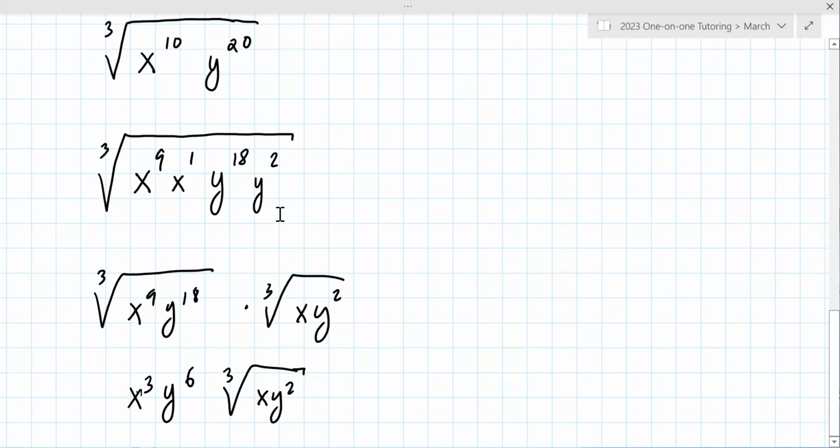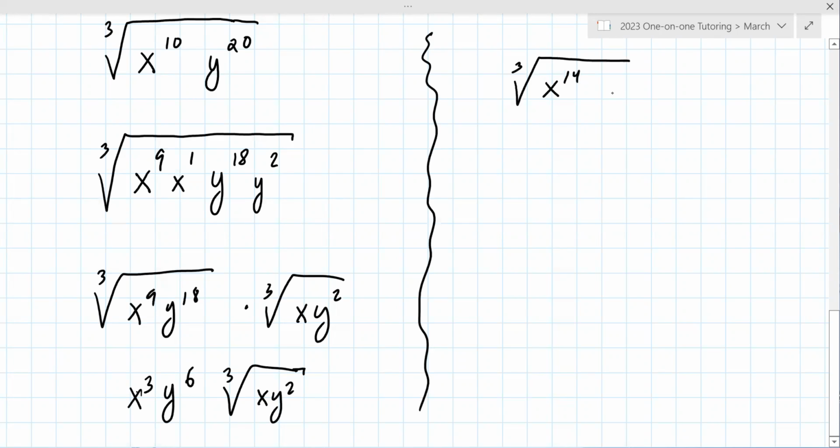All right. Is that okay? Yeah. So let's have you try one here. Try the cube root of x to the 14th, y to the 19th, and go ahead and work that out. Let me know what you come up with.